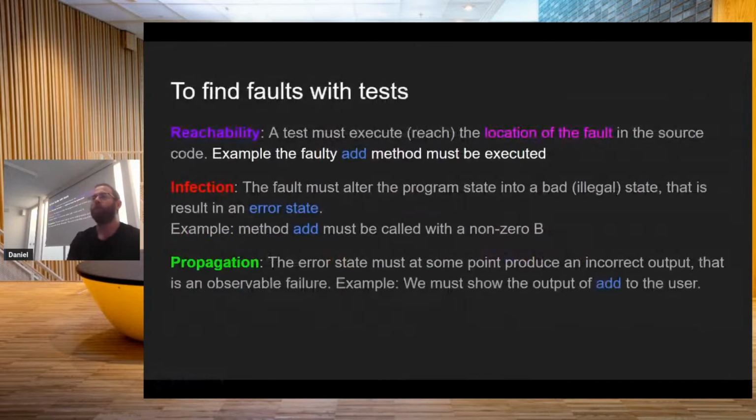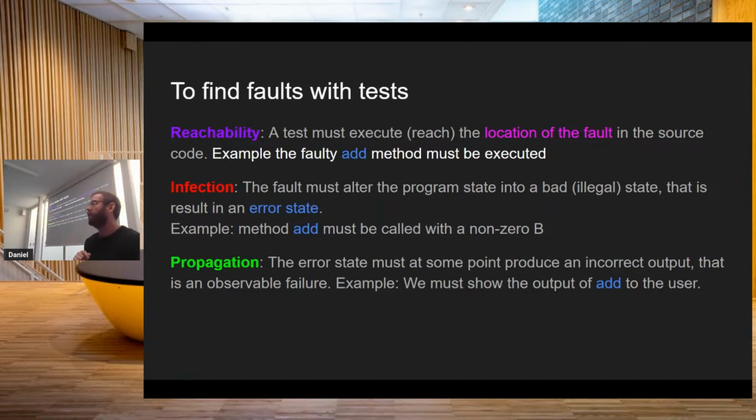Okay. So in order to find a fault with a test, a number of things need to happen. We need to reach the location of the fault in the source code. So we need to run the add method. If we cannot run the add method, it will not produce an error state, and then we will not find the bug. So the faulty method add must be executed.